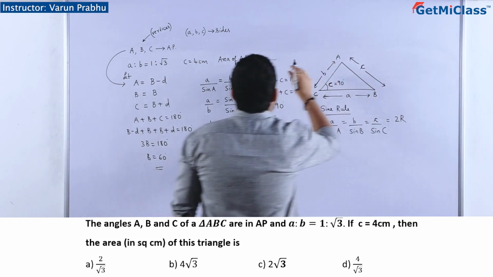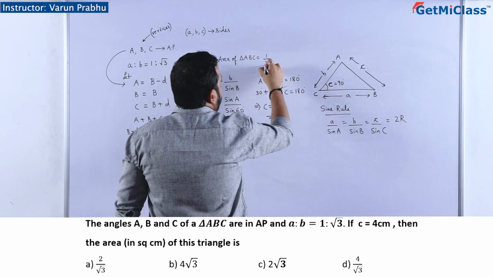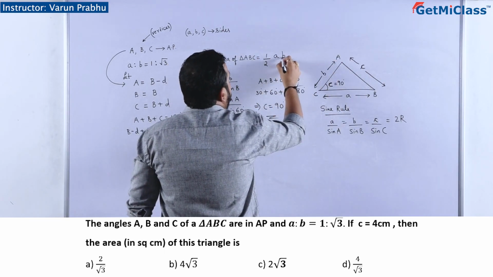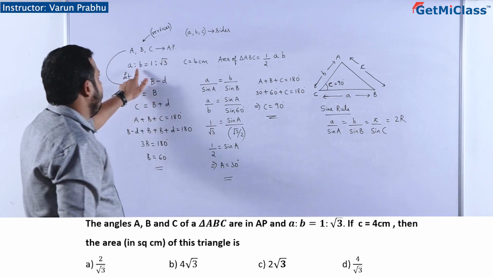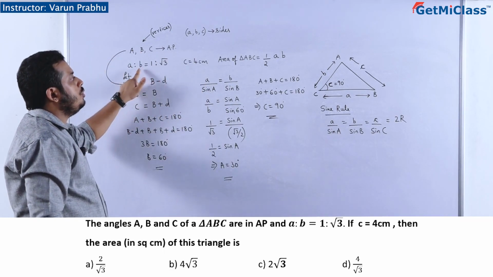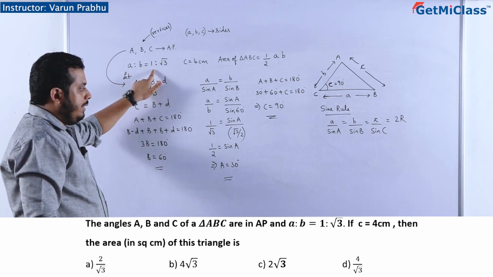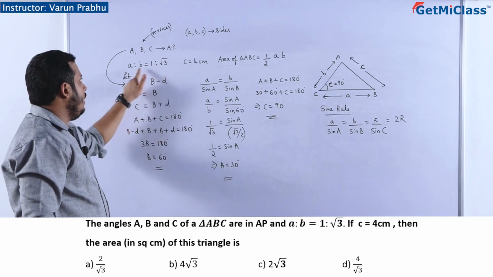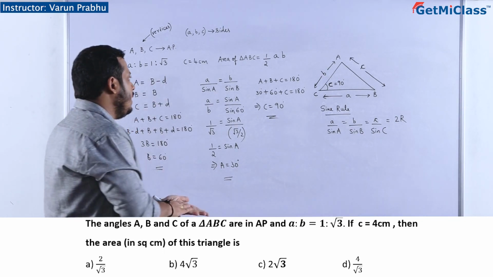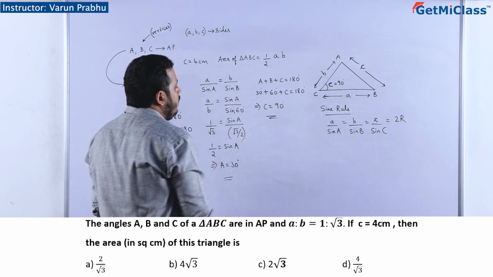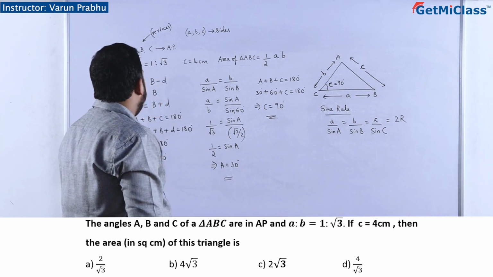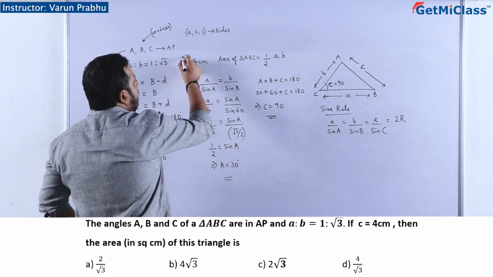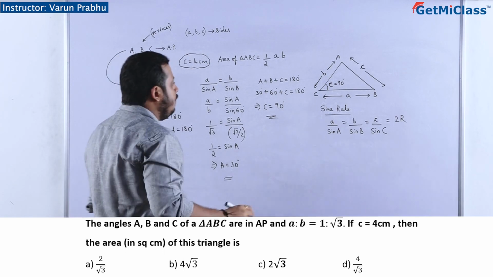So the area of the triangle will be equal to half into base into height. Yes or no? Half into base into height. Now I just want to know this ratio. We know a is to b. Now we can see this angle C is equal to 90 degrees. And c is given in the problem as how many centimeters? c is given in the problem as 4 centimeters.